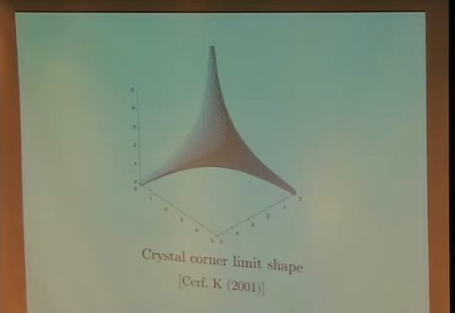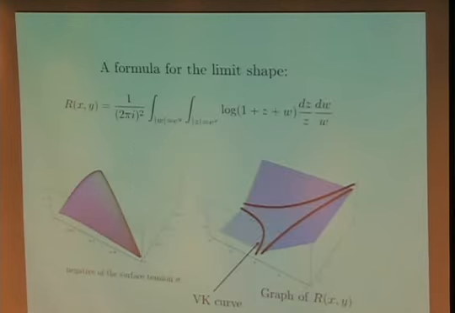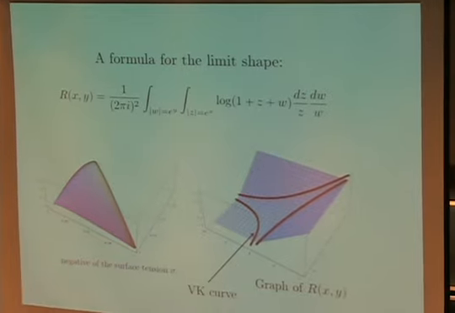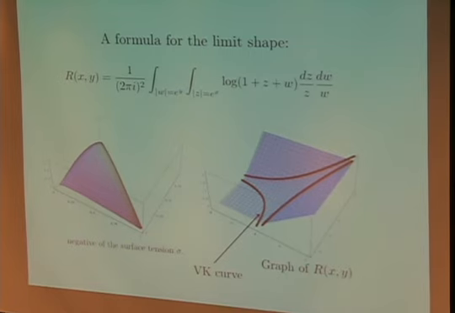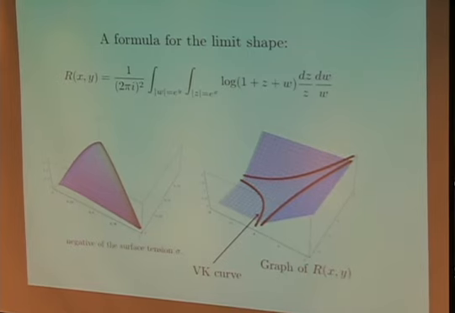There's a picture of the limit shape. You can actually write down an exact formula for the limit shape. Somewhat more complicated. It's hard to write it in a closed form, but there's an easy integral which describes that limit shape. So here's the limit shape over here in slightly different coordinates on the right.